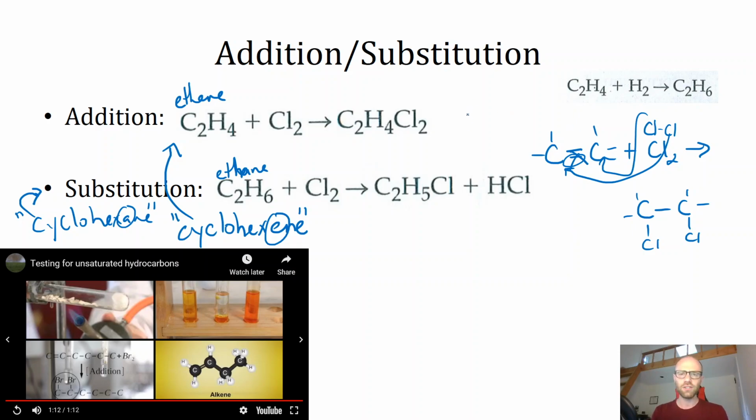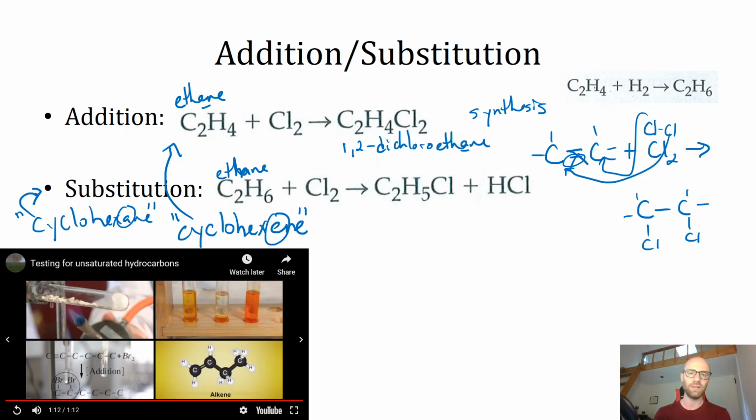So in a way, the addition reaction is kind of like what we saw with a synthesis reaction, where two reactants become one product. In this case, what we would have made here is a 1,2-dichloroethane. And the biggest thing to note about an addition reaction is that it increases your saturation level.